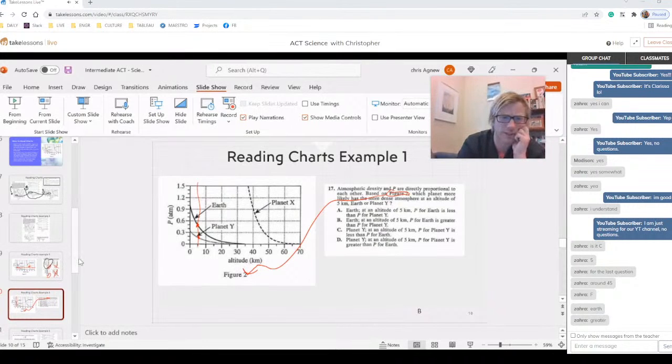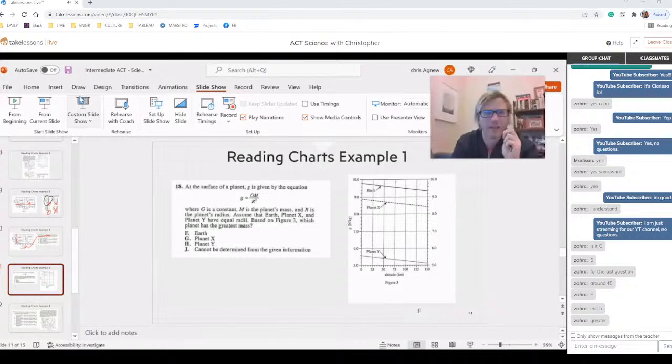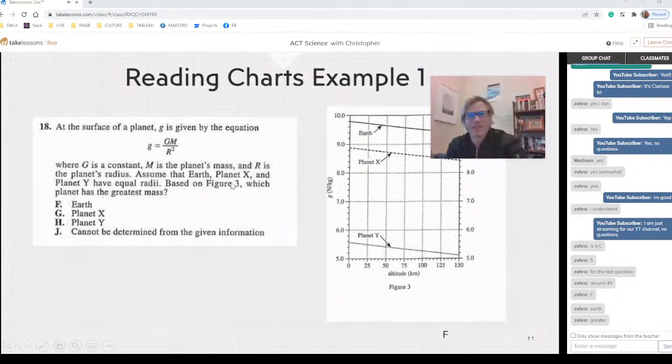Okay, so we're moving right along. These questions are not too bad. All right. Let's see what's going to happen now. At the surface of a planet, g is given by the equation. Oh no, we have an equation where G is a constant. Okay, well, that just means it doesn't change. Fine. M is the planet's mass. Interesting. Do they provide me with the planet's mass somewhere in this chart? I don't see it so far. And R is the planet's radius. Okay, mass, radius, and G is a constant.